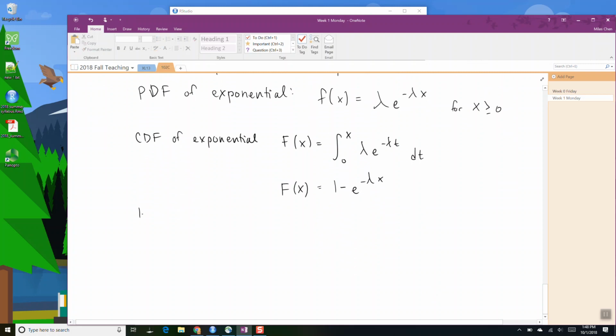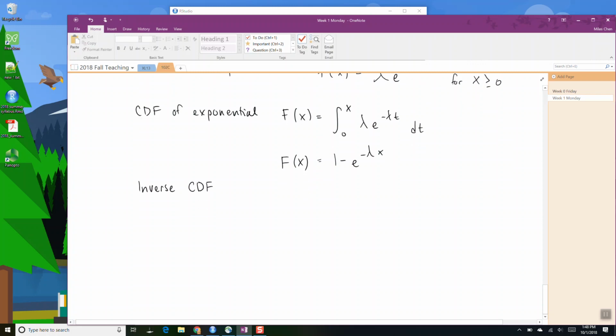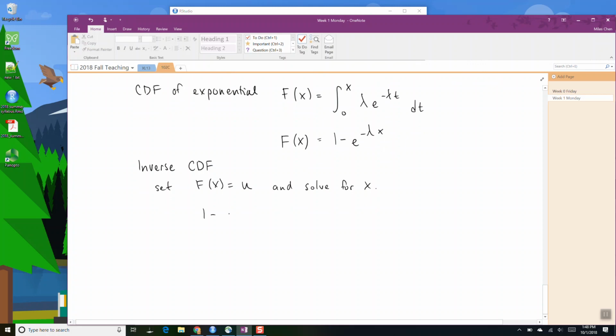Now we're going to find the inverse CDF. What we'll do is set F of x equal to u, and then solve for x. So I've got 1 minus e to the negative lambda x equal to u. And then I just move some terms around. I get 1 minus u is equal to e to the negative lambda x. I'll take the log of both sides, this being the natural log.